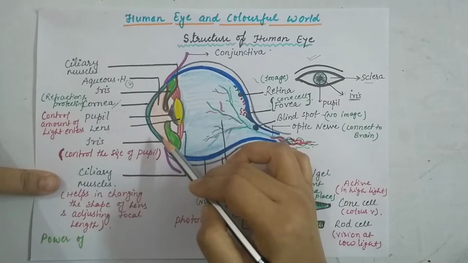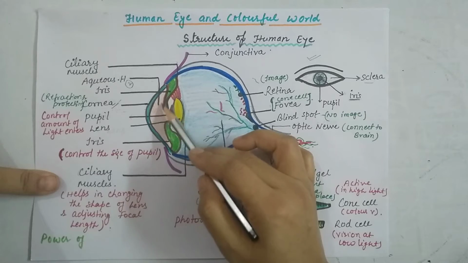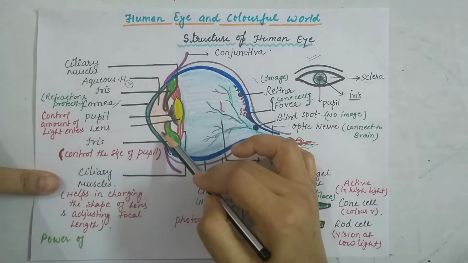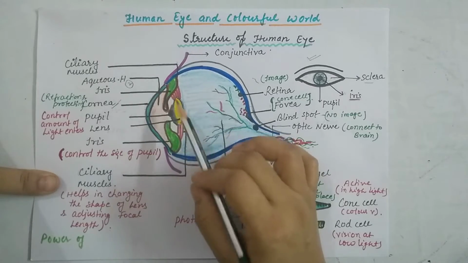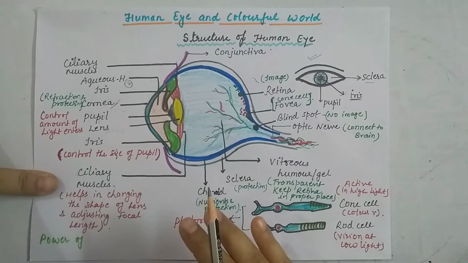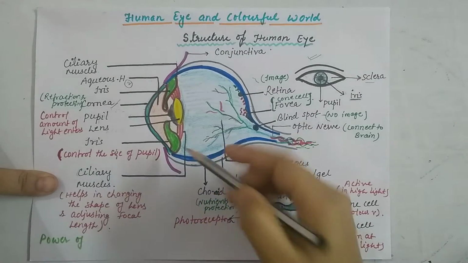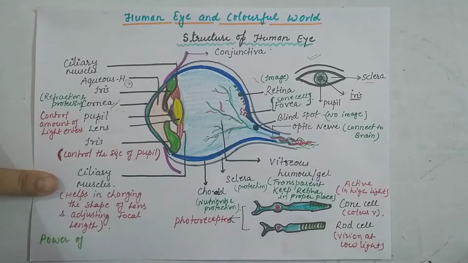So the aqueous humor, this gel-like structure, you can see the light skin-colored part here, that is your aqueous humor. Basically it helps in protection, as well as providing proper pressure to the eye so that all the parts of the eye will be present in the proper place.